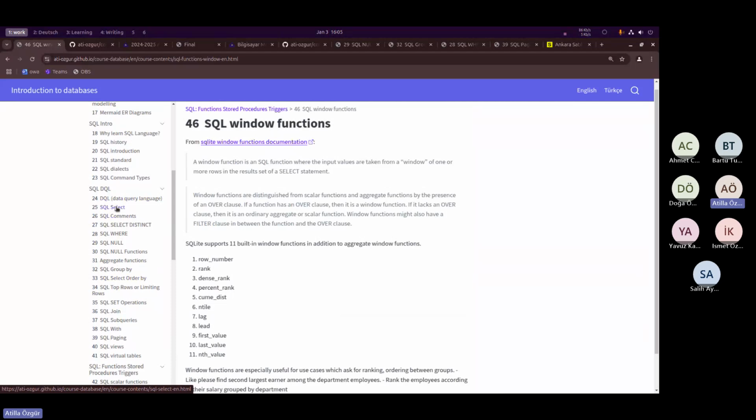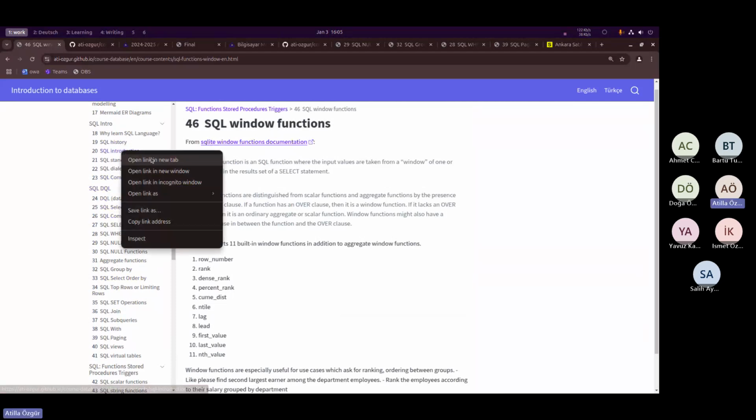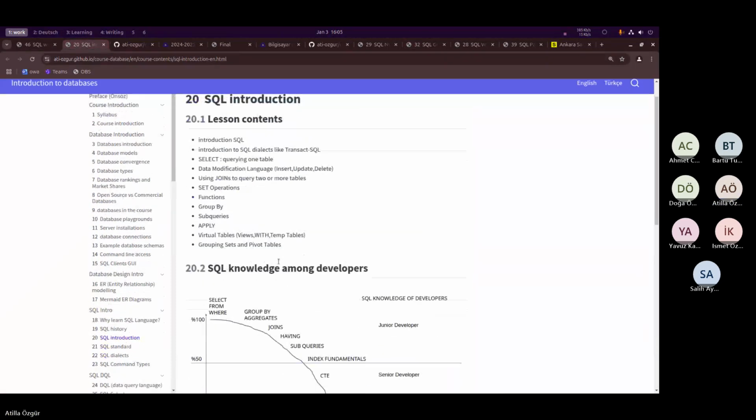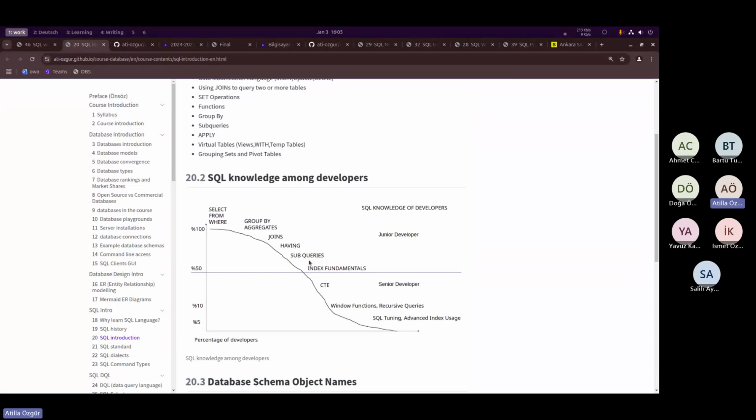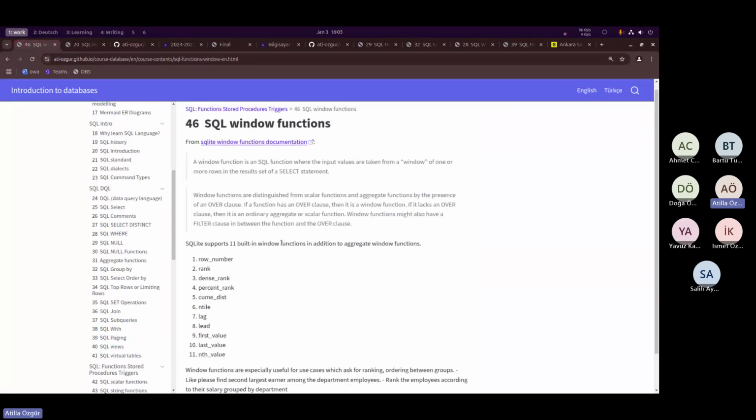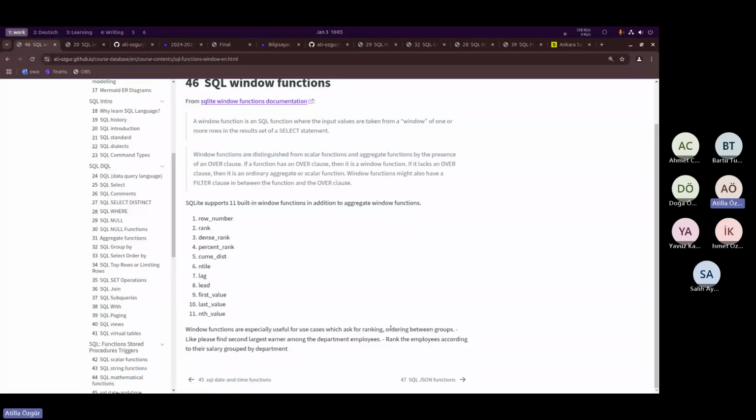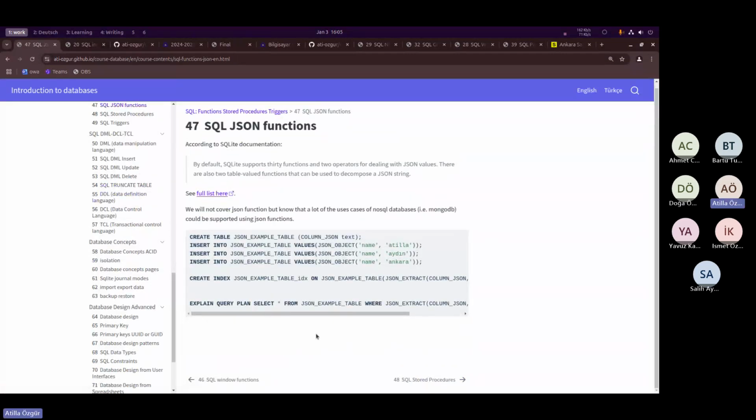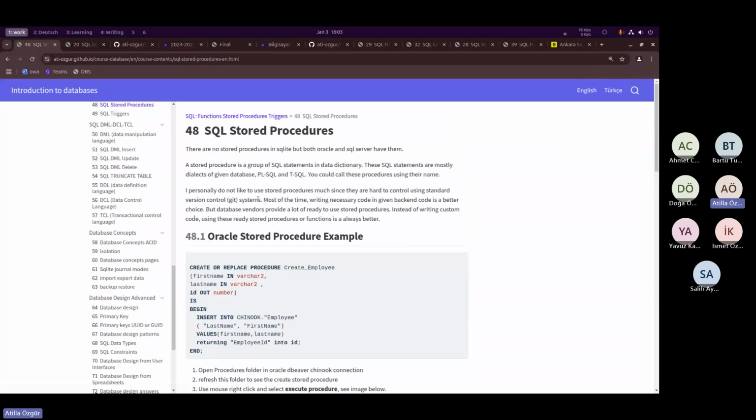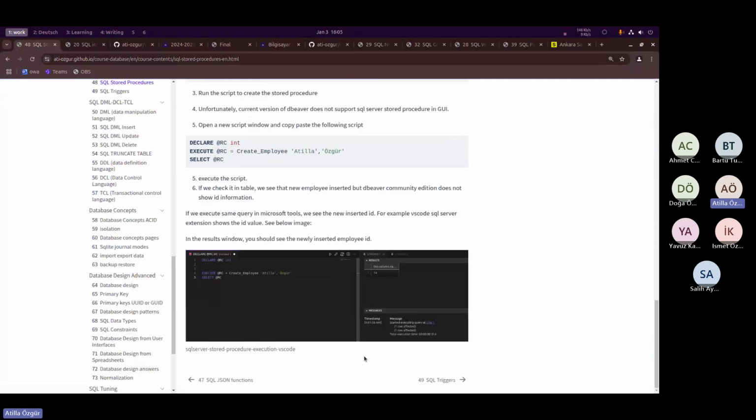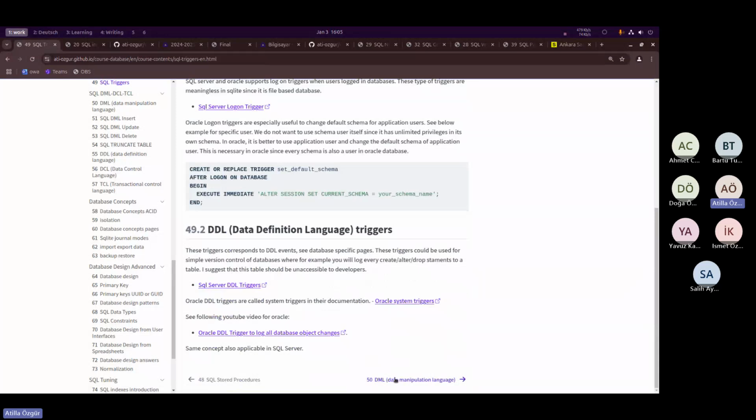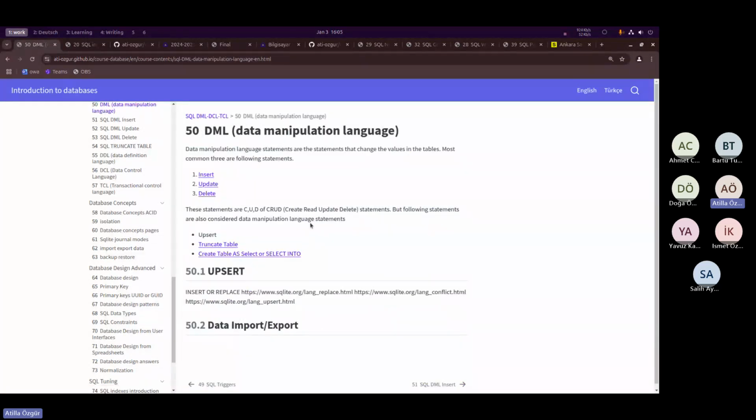Let me show it to you here. SQL introduction. Here, SQL knowledge from, where, group by, join, having, subqueries and window functions is among the advanced knowledge. Therefore, I will not be asking these window function queries. JSON functions are the same. Again, you should know about their existence, but in the exam it is not included. Stored procedures, again, you should know about them, but in the exam they are not included. Triggers are the same, but insert, update, delete.